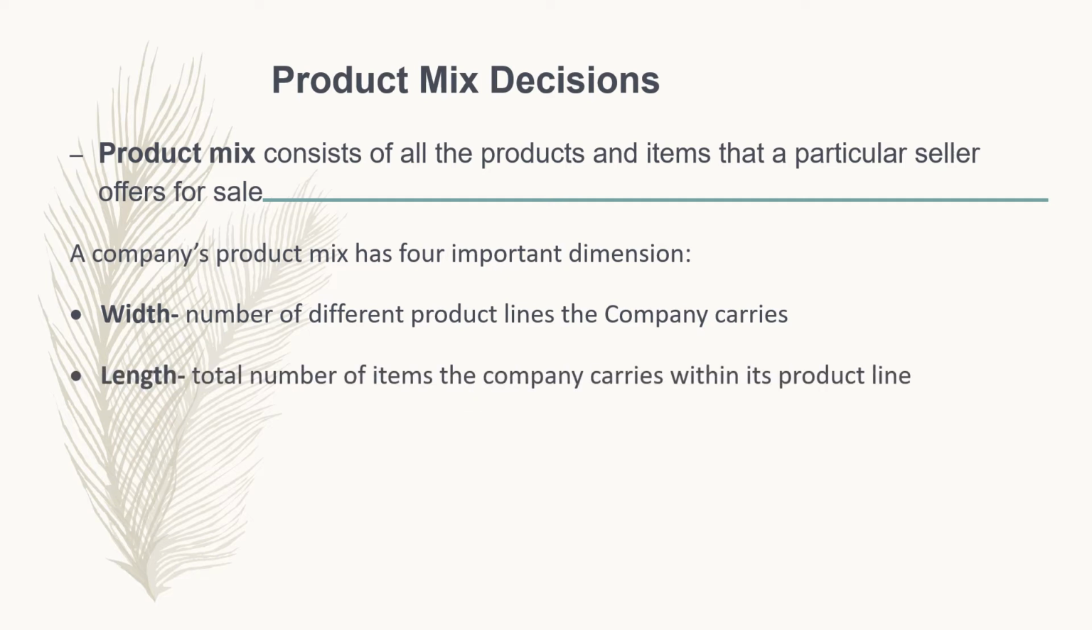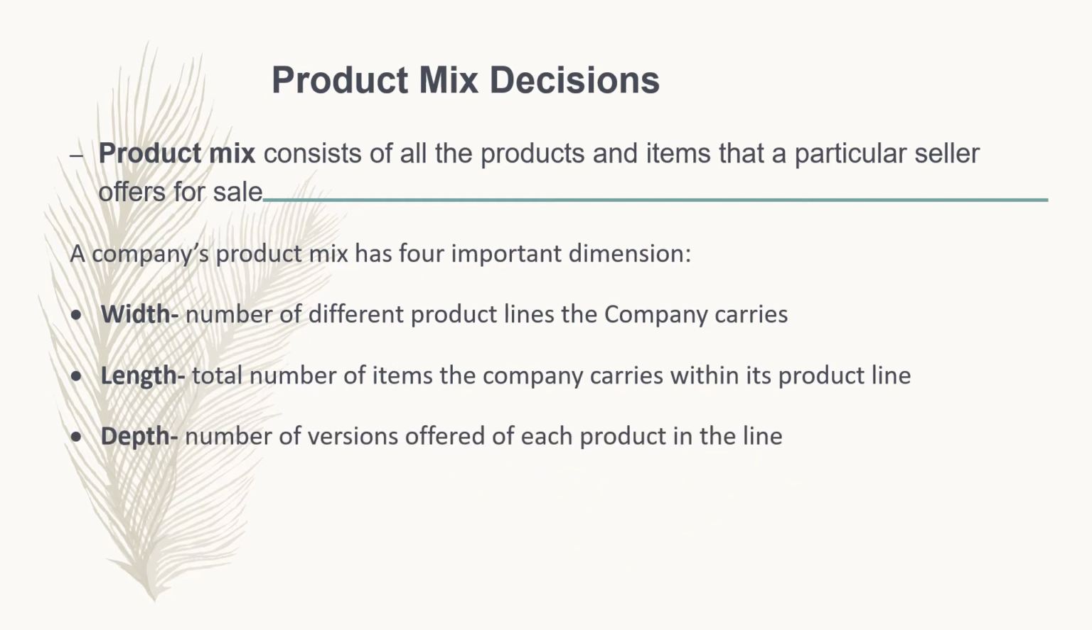Second is the length. The length is the total number of items the company carries within its product line. When we say length or the total products, for example, the Easy Tool has two product lines, the hammer and the wrenches. In the hammer product line, these have the category of claw hammers, ball peen hammers, sledgehammer, roofing hammer, and mallet hammer. So the wrench line contains Allen wrenches, pipe wrenches, ratchet wrenches, combination wrench, and the adjustable wrenches. So those are the example of length.